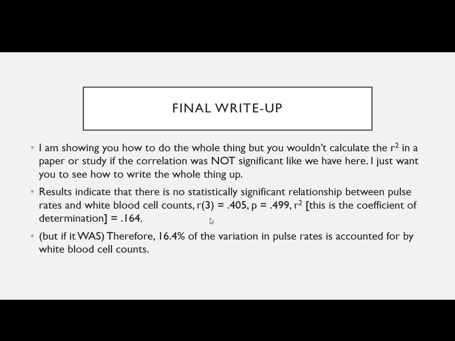Okay, so this is just kind of a summary of what I've already been saying. The results, if we had significant findings, we would write it out like this. Results indicate that there is no statistically significant relationship between pulse rates and white blood cell counts. Write it out this way. The coefficient of determination, R squared, is equal to 0.164. Therefore, 16.4% of the variation in pulse rates is accounted for by white blood cell counts.